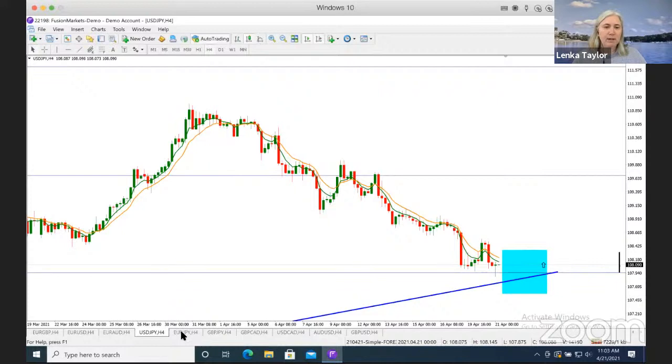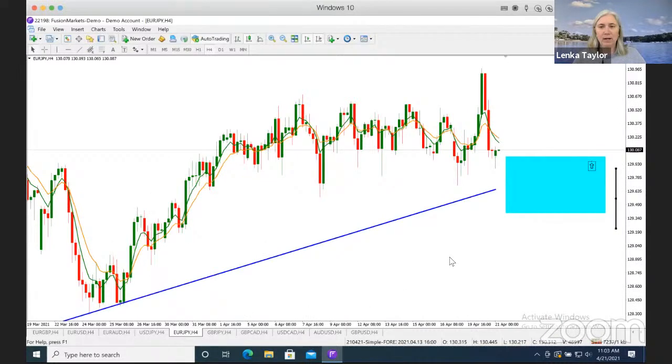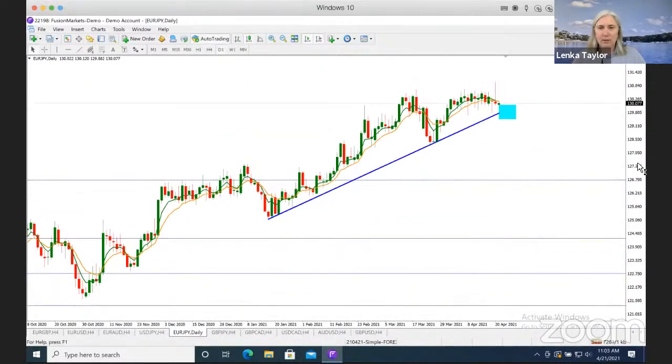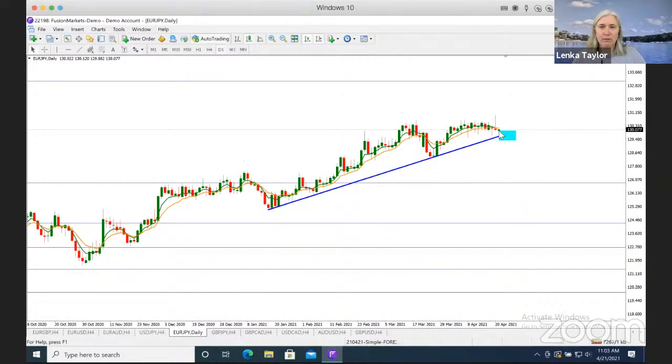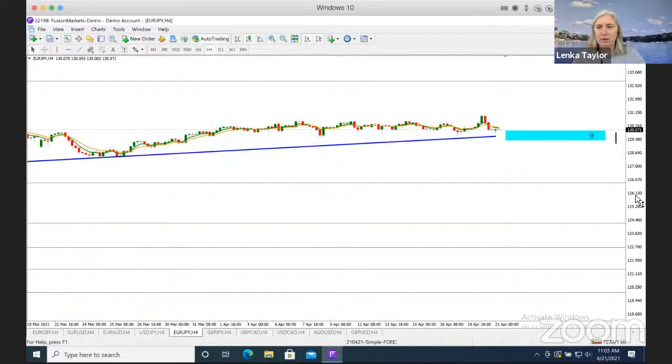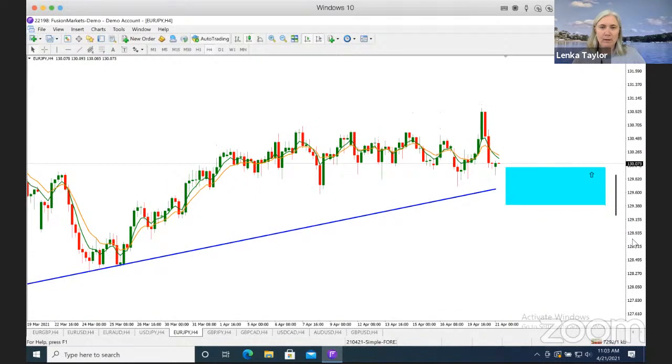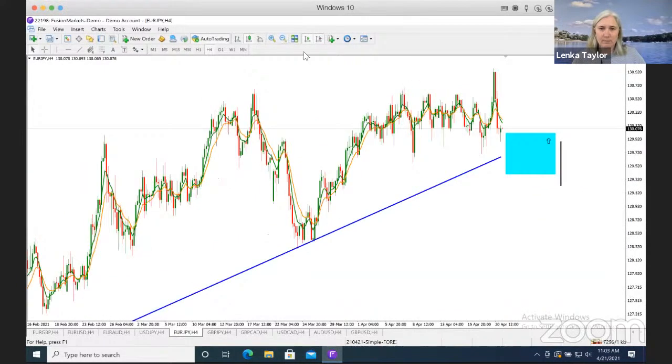Okay, next currency pair I'm going to have a look at is Euro JPY. So here I'm looking for a long. I'm looking for a reversal around that area. It's been going sideways for quite some time. So possibly, yeah, looking just to go up there until the retest.